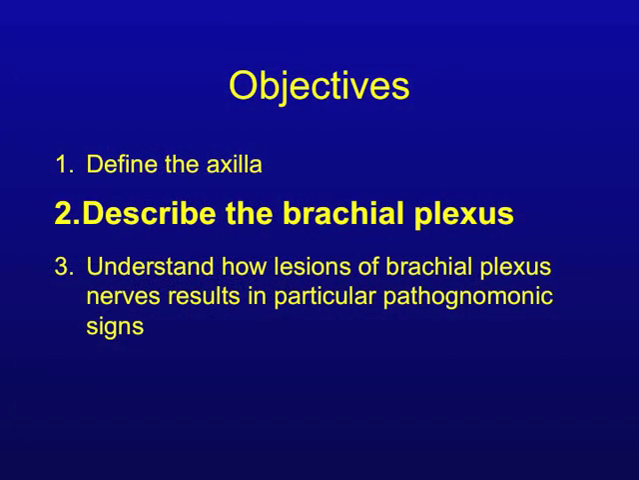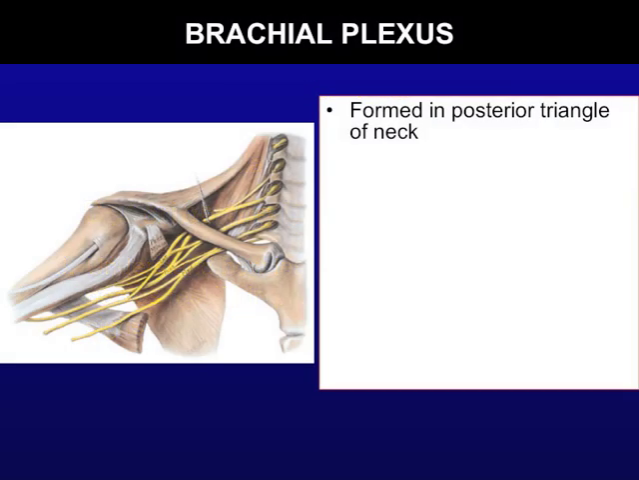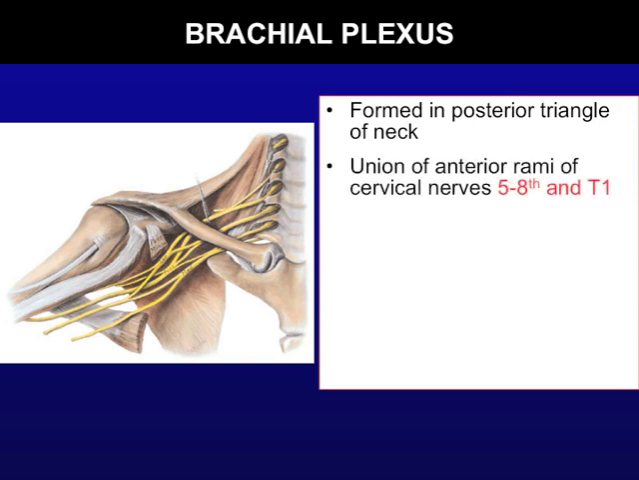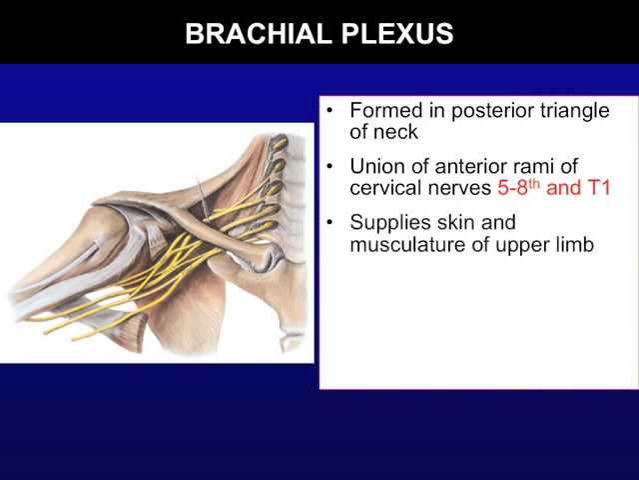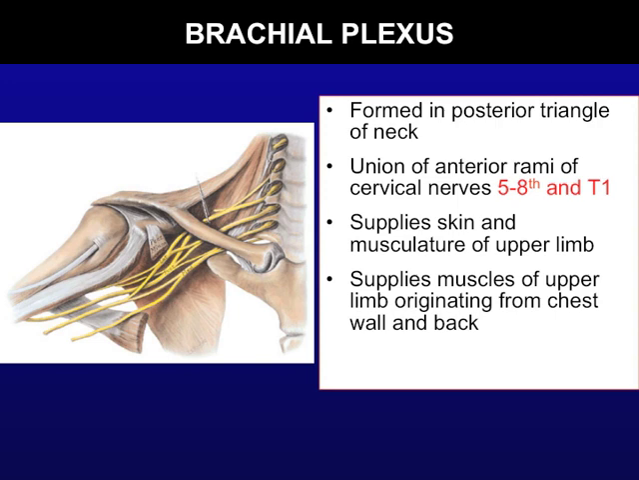Now that we know the area of the axilla, let's describe the brachial plexus. The brachial plexus is formed in the posterior triangle of the neck. It is formed by the union of the anterior rami of cervical nerves 5 to 8 and T1. The brachial plexus supplies the skin and the musculature of the upper limb. The brachial plexus also supplies all the muscles of the upper limb originating from the chest wall and the back, except for the trapezius muscle.